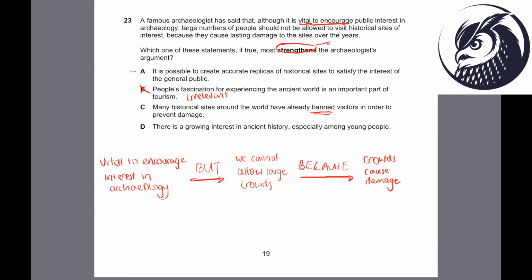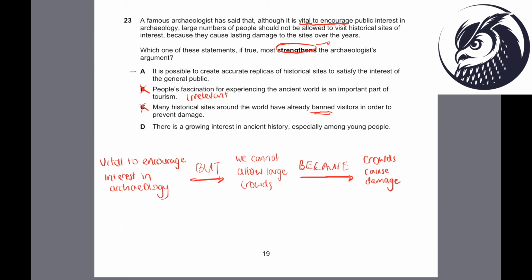So it's like super strengthening the archaeologist's argument, but actually it's not. It's not actually strengthening it because it's kind of going against it. The archaeologist just wants to limit the number of people visiting the historical sites. Nowhere does he mention that he wants to ban the visitors. So this one actually goes against it, and we have to rule it out. Okay, so it's actually weakening the archaeologist's argument. It's kind of saying it's going a bit too extreme.